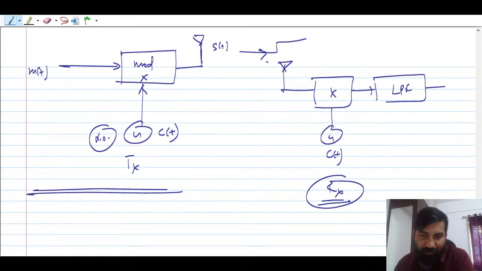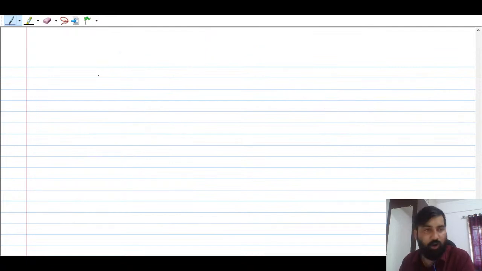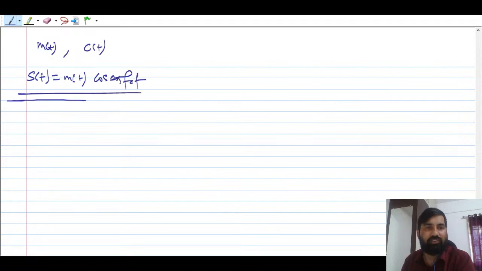So let me do the mathematics also. This is the block diagram that you have to keep in mind, the basic block diagram that I have told you. Suppose you have m(t) and you have c(t). You modulated it, so you got s(t), which is nothing but m(t) times cos 2 pi fc t. That is s(t), at the transmitter end.